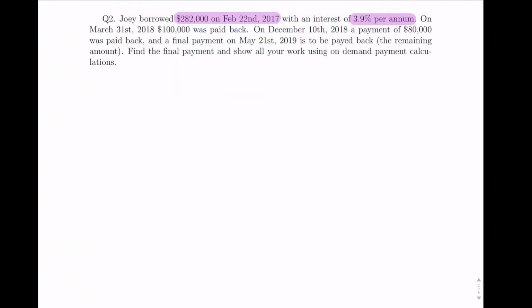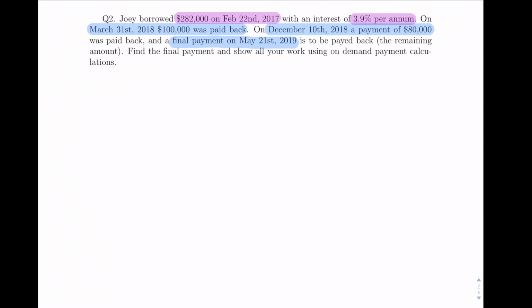Okay, so I'll separate these because these are repayments here of that loan. December 10th, 2018, so 80,000, I guess, was paid back. And a final payment is supposed to be May 21st, 2019. Find the final payment and show all your work using on-demand payment calculations.